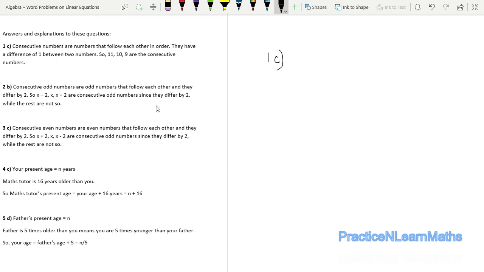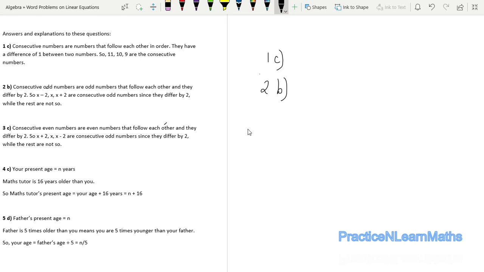Question number 2. Which of the following are consecutive odd numbers? The correct answer is 2B. Consecutive odd numbers are odd numbers that follow each other and they differ by 2. So x minus 2, x plus 2 are consecutive odd numbers since they differ by 2, while the rest are not so.